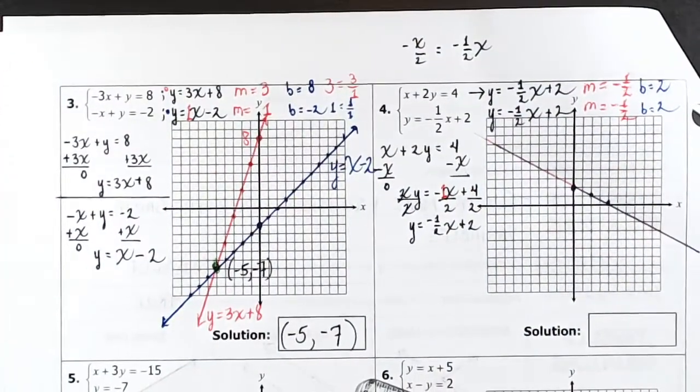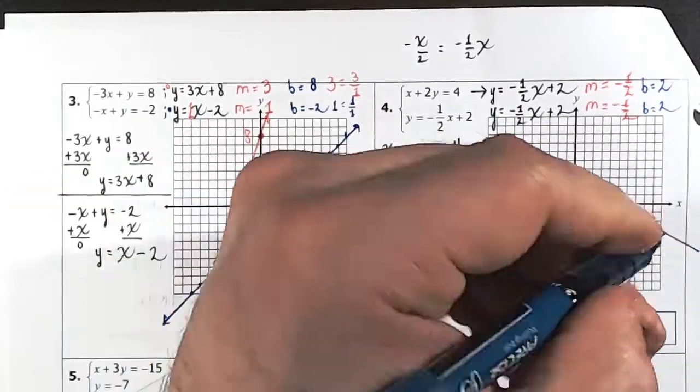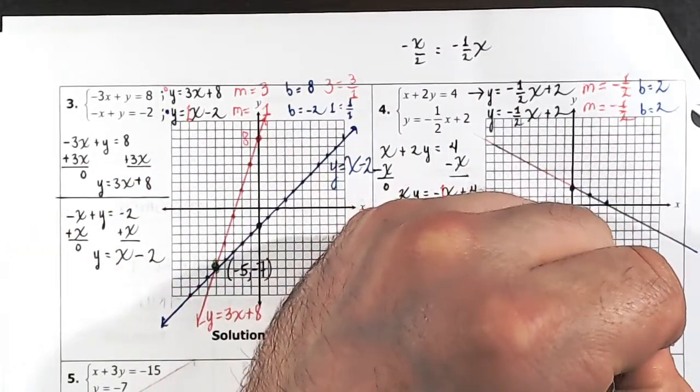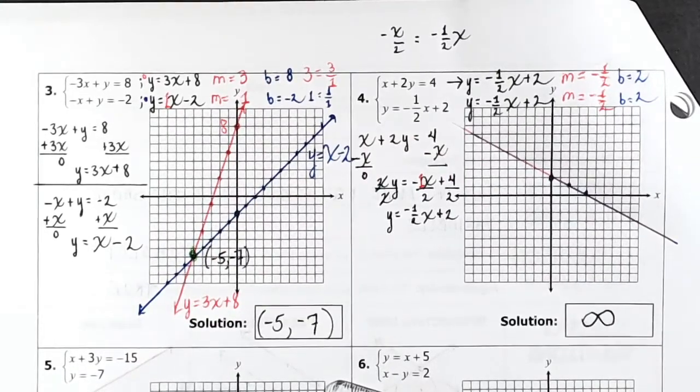So the solutions are everywhere that these lines touch. So these solutions are infinite. So we'll say that these solutions are infinite right here, okay? Or all real numbers.